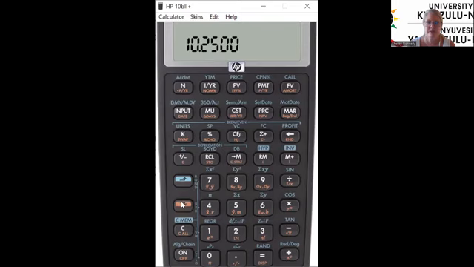So I'm going to clear all. Still on 2 PYR. So if 10.25 was my effective rate, and I want to know the nominal rate. There, it gives me the 10%. Okay, quite straightforward.